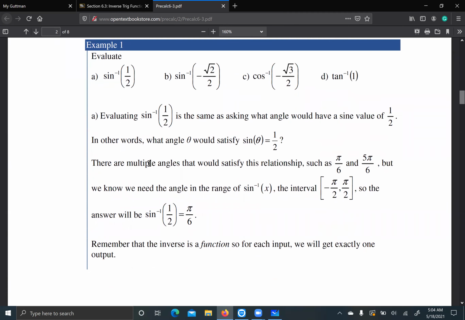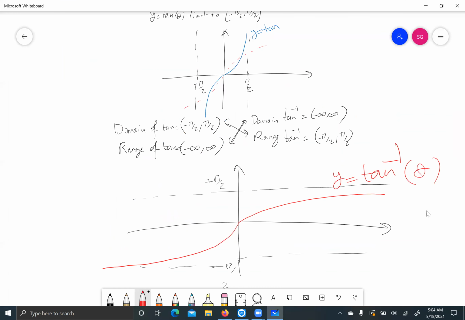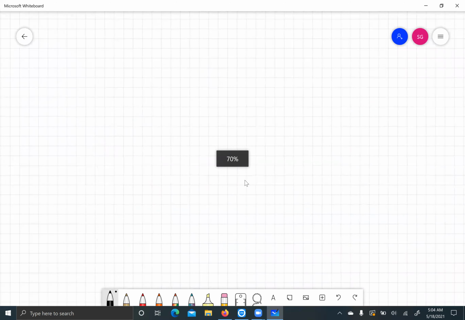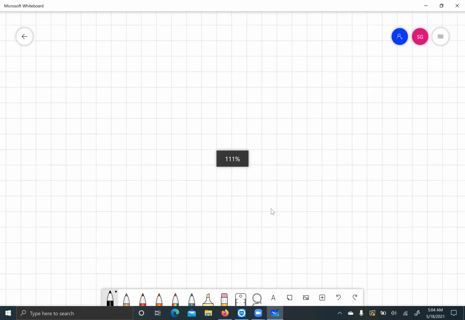Now let's look at example 1. Okay, so it's just about evaluating sine inverse, cosine inverse, and tangent inverse for some given value, evaluating the function. Okay, it's like a warm-up question. So example 1 is evaluate sine inverse of half. What is sine inverse of half?